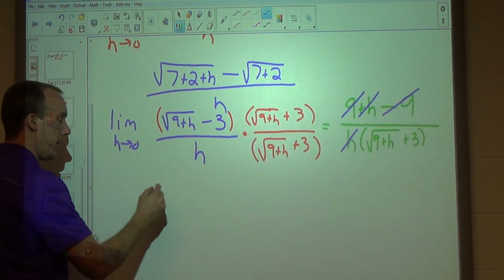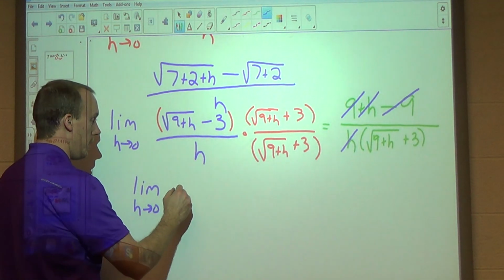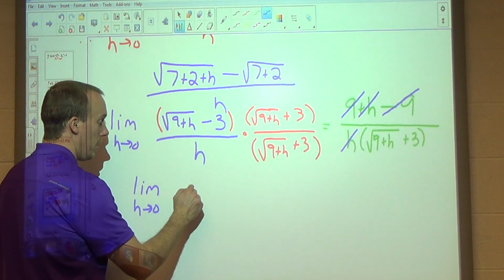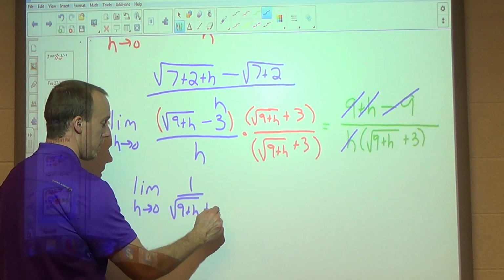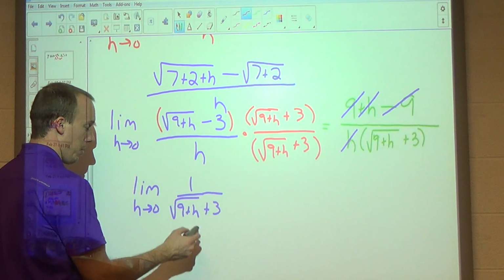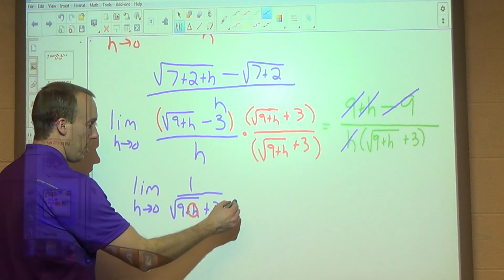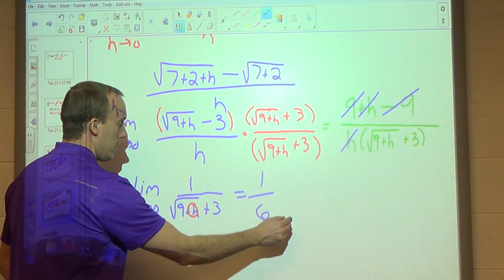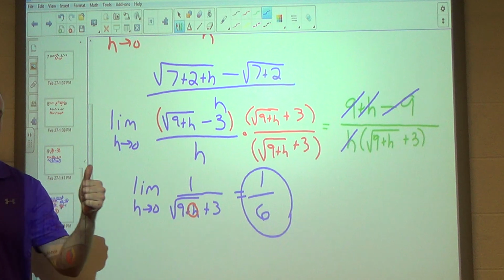Okay, so I get the limit as h goes to 0 of, what's on top then? 1 over the square root of 9 plus h, plus 3. And you plug in a 0 here. The square root of 9 is 3, plus another 3 gives me 6. Okay, and this here, it would be the derivative.